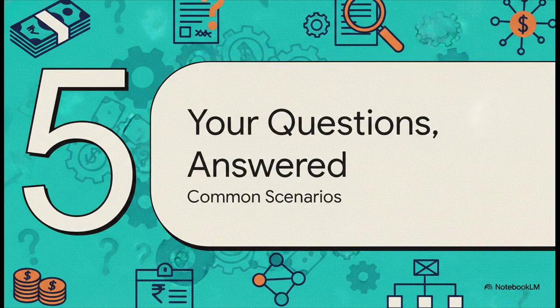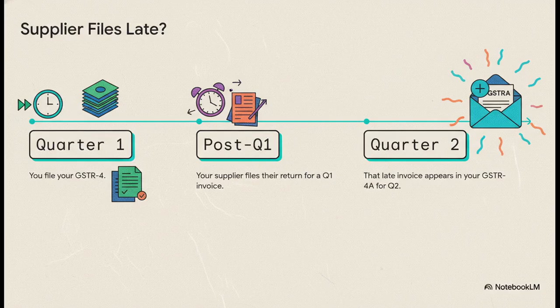All right, so now we know the rules of the game. Let's apply them to a couple of common real-world situations that pop up all the time. Okay, scenario 1. What happens if a supplier is late? Let's say it's quarter 1. You've already filed your GSTR-4, you're all done, but then after you filed, your supplier finally gets around to filing their return for an invoice from Q1. What happens? Well, the system doesn't have a time machine. It can't go back. Instead, that late invoice will just pop up in the GSTR-4A for the next period, so you'll see it in your Q2 statement.